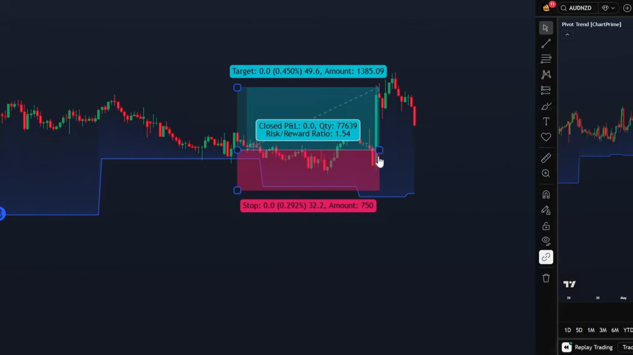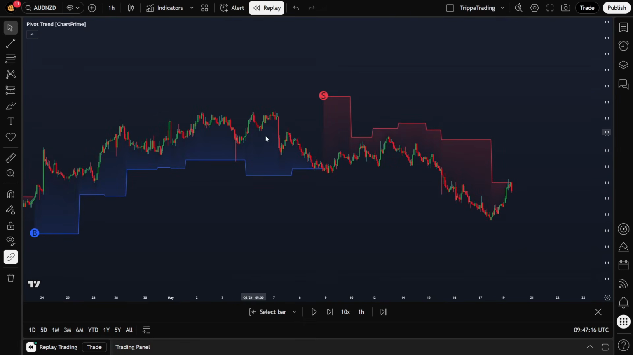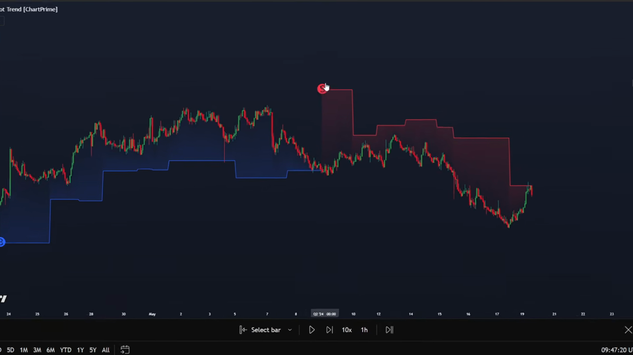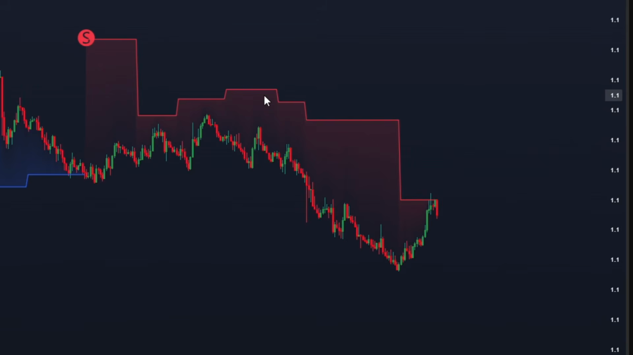Now let's look at sell examples. First sell example. Price was trending up, pivot trend line was blue and sitting below price. Then structure breaks. The line flips from blue to red and a sell marker appears. This tells us the uptrend has ended and structure has shifted bearish.